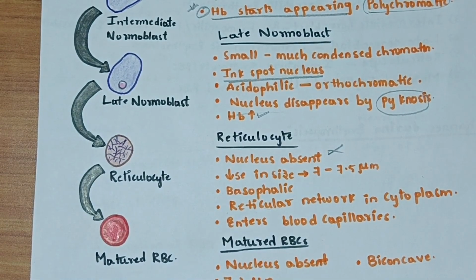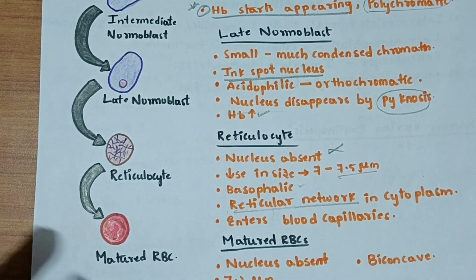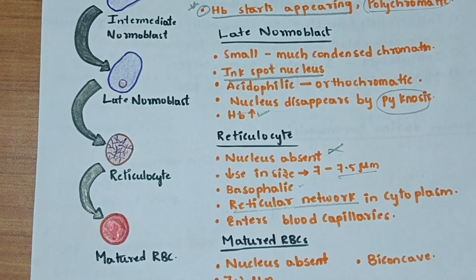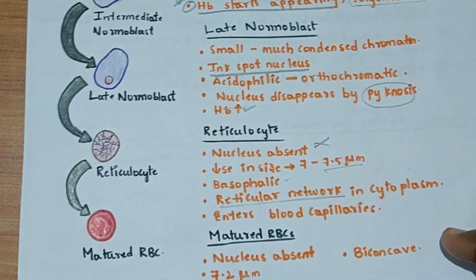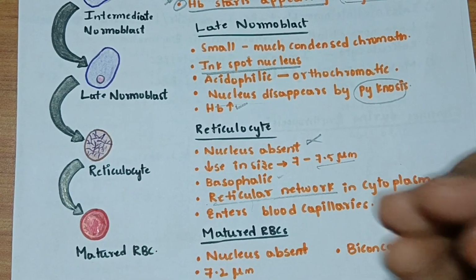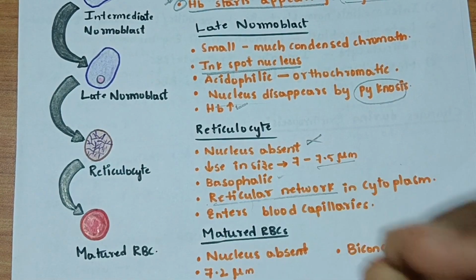Now there will be, obviously, a decrease in size of the cell. It is about 7.5 micrometers. Here the cytoplasm stains basophilic. The reticular network, or reticulum, is formed in the cytoplasm. At this stage, the cells enter into the bloodstream. These are almost mature cells, and they enter into the bloodstream through capillaries at this stage.